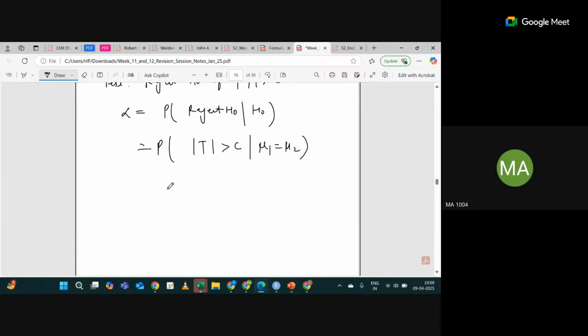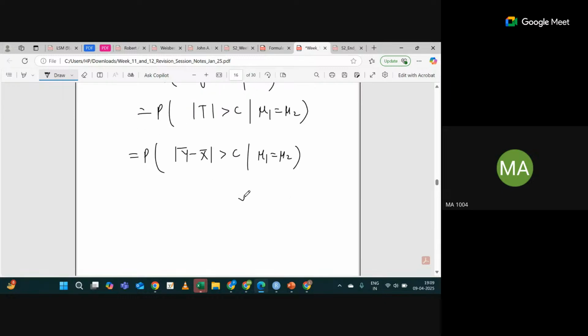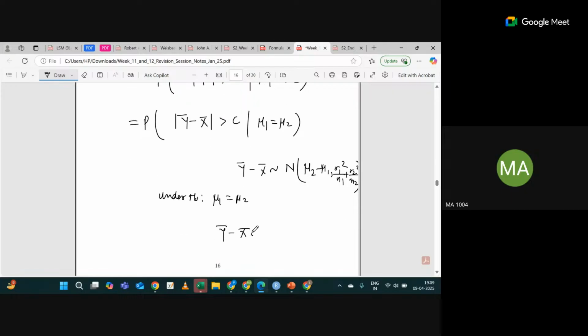Yes. So as usual we have to proceed. So what is this? Y bar minus X bar greater than C, given that mu1 is equal to mu2. Tell me, the distribution of Y bar minus X bar is normal, mu2 minus mu1 comma sigma 1 square divided by n1 plus sigma 2 square divided by n2. Under H naught, I'm saying mu1 is equal to mu2. So Y bar minus X bar will follow normal 0 comma this variance.